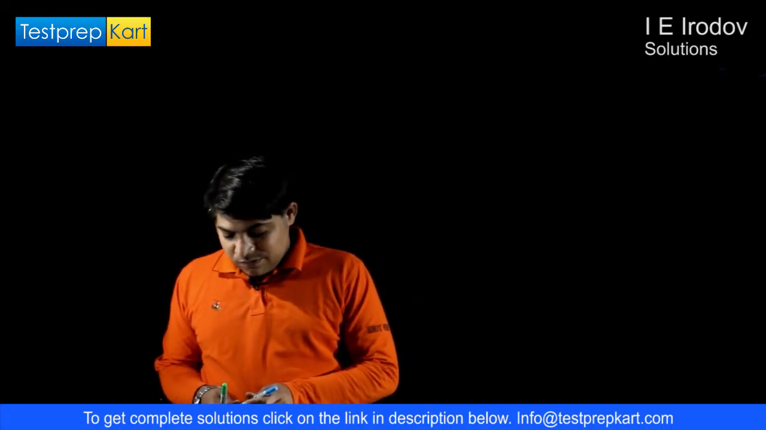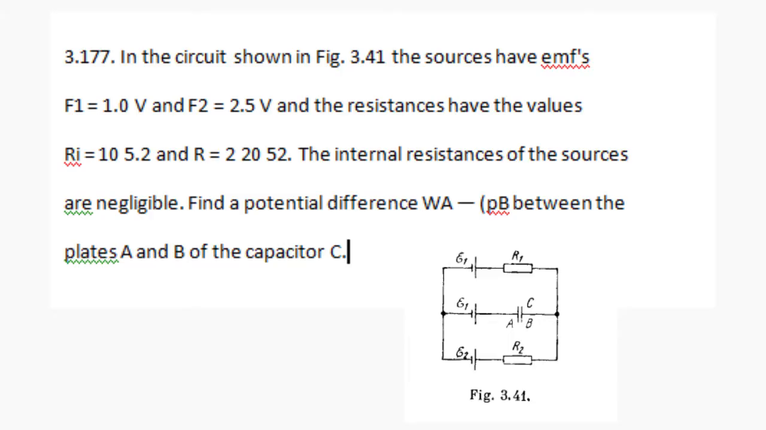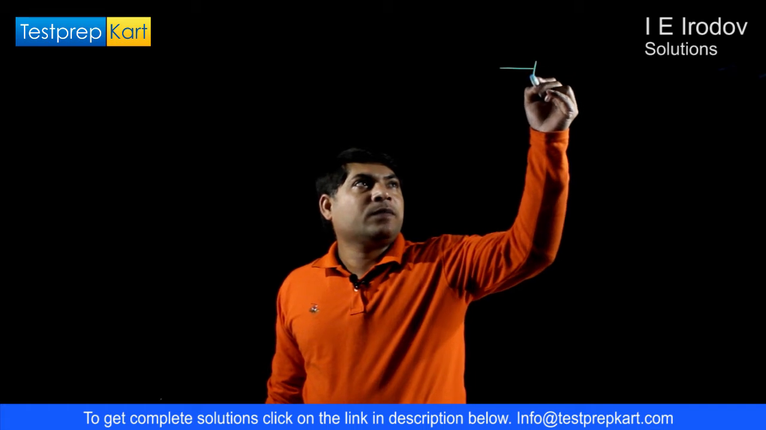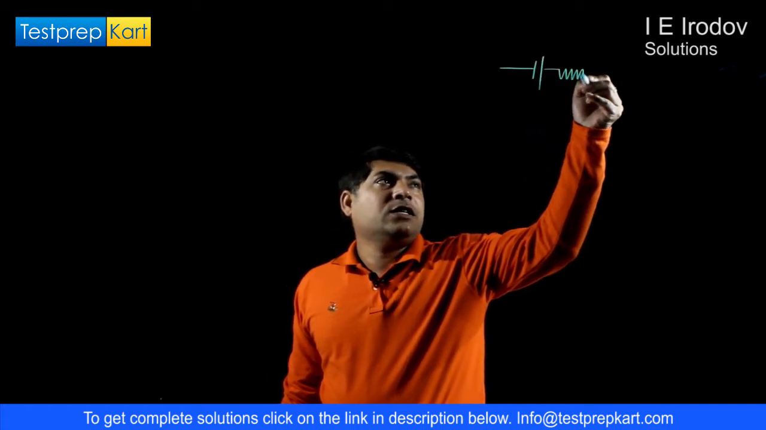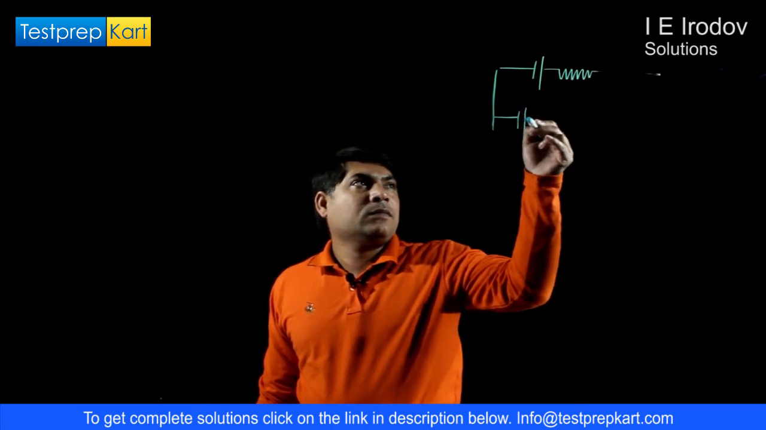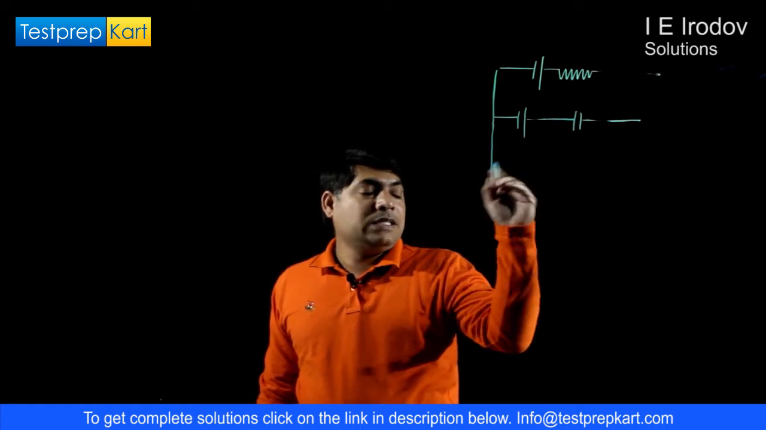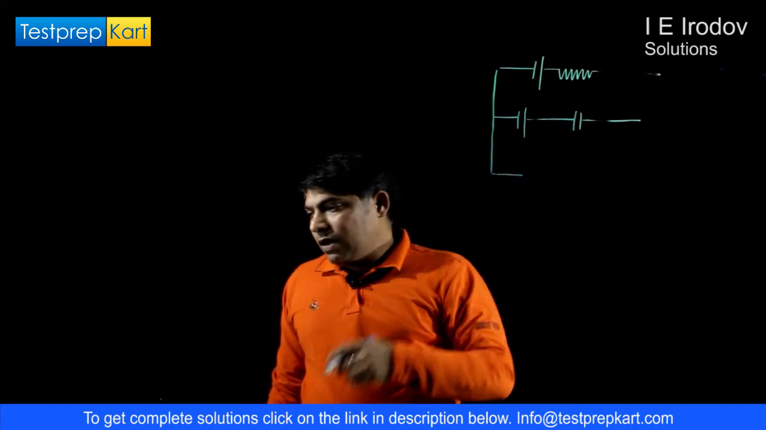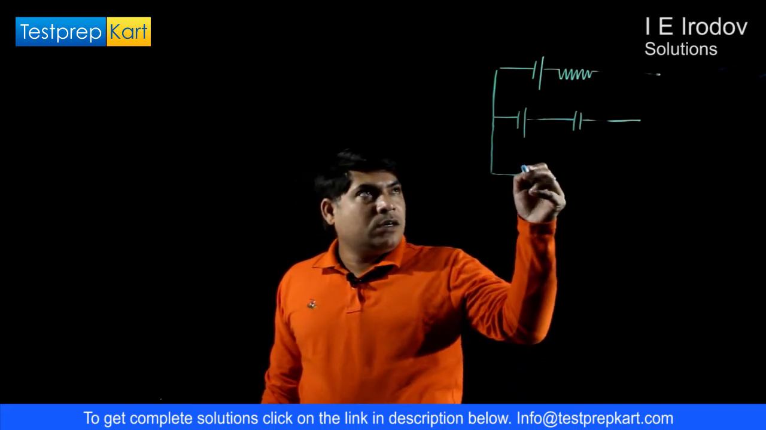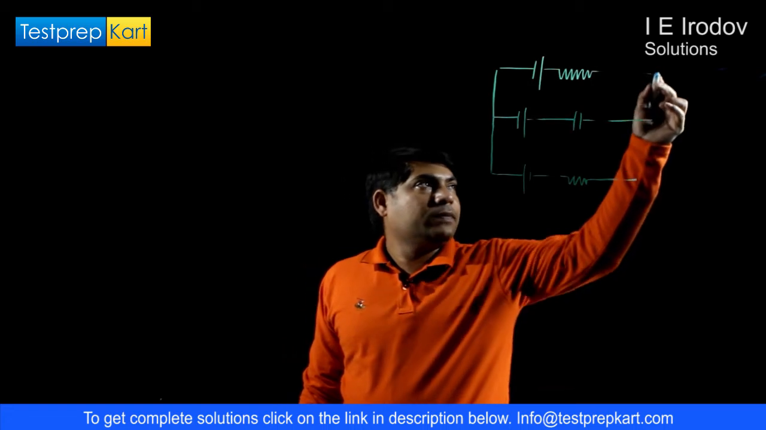So next is question number 1.3.177. In this question, a circuit is given that comprises one cell in series with a resistance, then there is another cell connected across the capacitor in series with the capacitor, and there is one more cell, the third one, which is connected with a resistance.